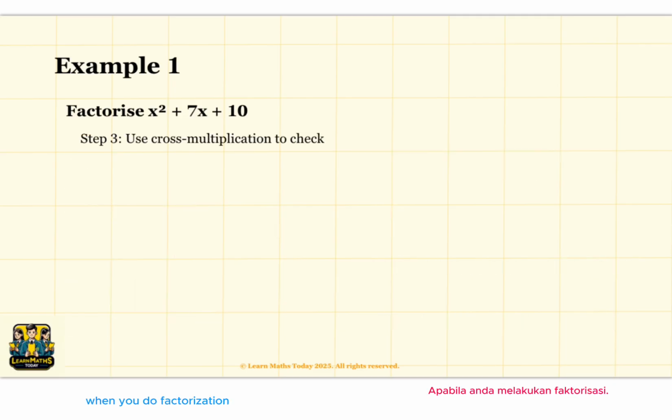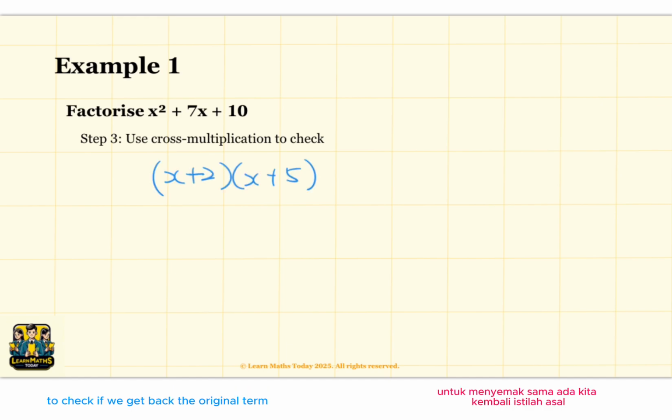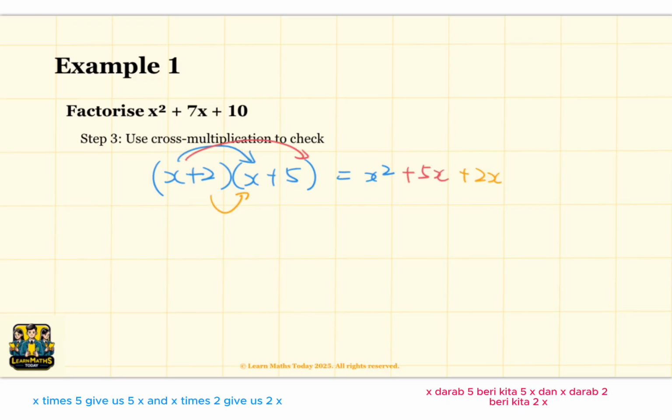When you do factorization, especially during the examination, remember after you get your solution, please verify it by using cross multiplication. Here, let's arrange our factor form x plus 2 times x plus 5. We're going to cross multiply to check if we get back the original term. Cross multiply the terms: x times 5 gives us 5x, and x times 2 gives us 2x. These are the two middle terms we get if we expand our bracket. We add them together, we get 7x.